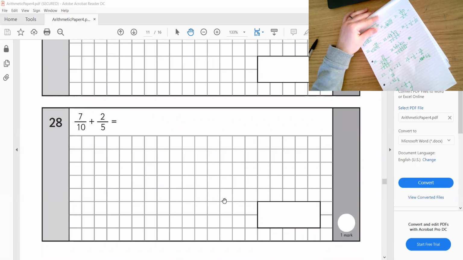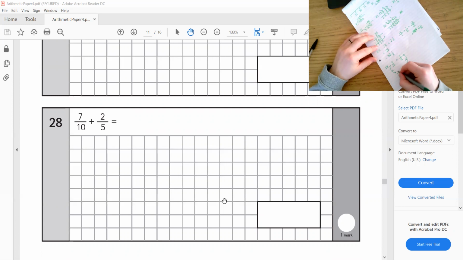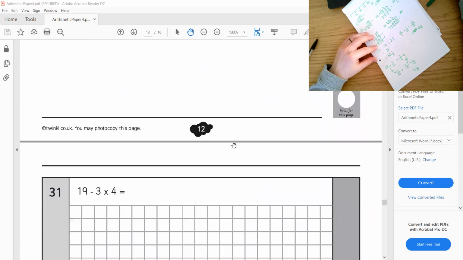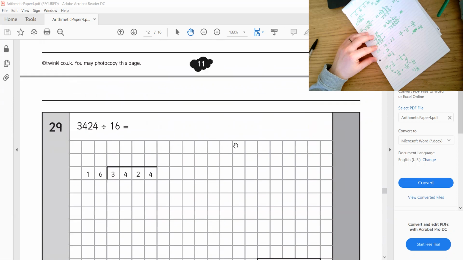So 7 times 1, can you see that? Sorry. 7 times 1 is 7. And then 2 times 2 is 4. So then I'm adding those together there. 7, 8, 9, 10, 11. That's 11 tenths. Then as a mixed number, that's 1 whole and 1 tenth. Ta-da! And then question 29, what have we got there? A few more. So question 29.